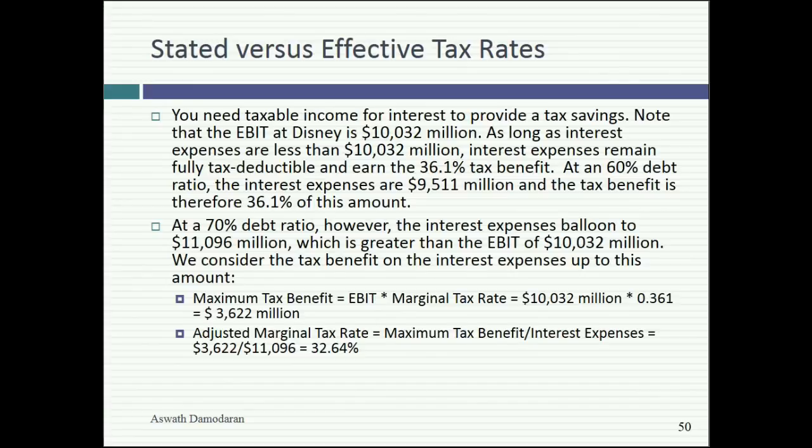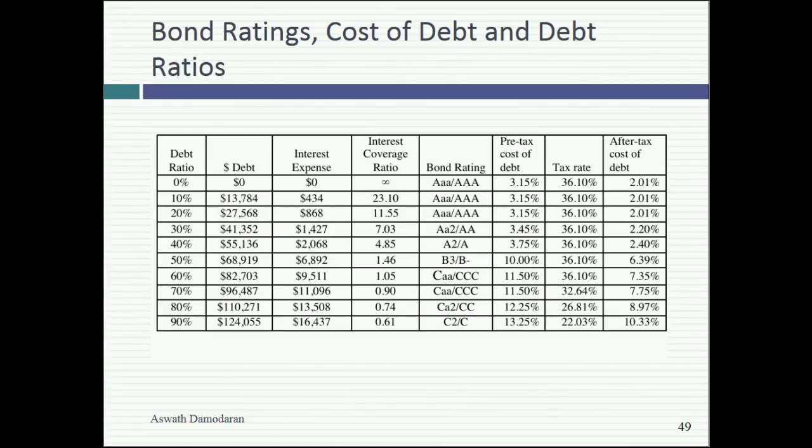So at the 70% debt ratio, my interest expense is $11.1 billion. My tax savings is stuck at $3.622 billion. So when my interest expense climbs, effectively I'm ending up with a lower tax benefit on my debt. Now do you see why at 80% it goes down even further? At 80% my interest expense goes to $14 billion. I still have the same $3.6 billion in tax savings. So as my interest expense keeps climbing, my tax savings are capped. My tax rate starts to decrease. And when my tax rate decreases, in the last column you see my after-tax cost of debt climb, because I'm losing tax benefits at the highest debt ratios.